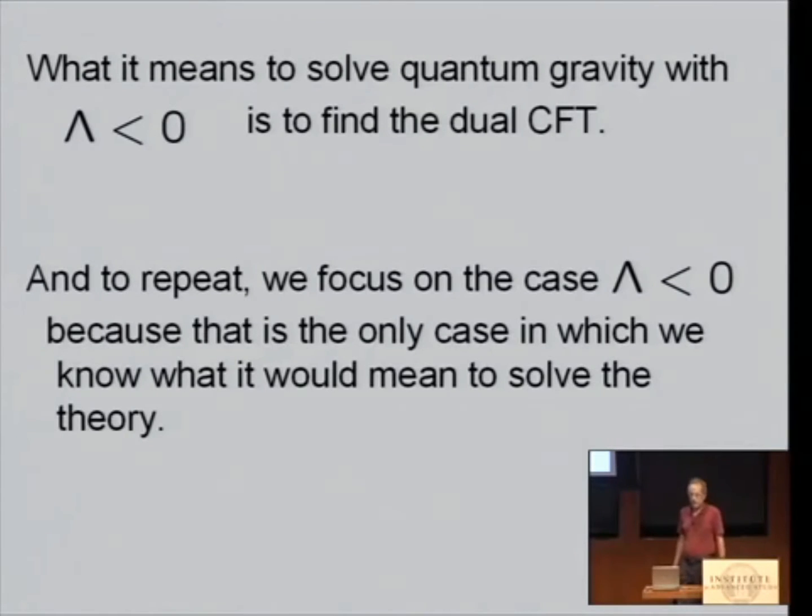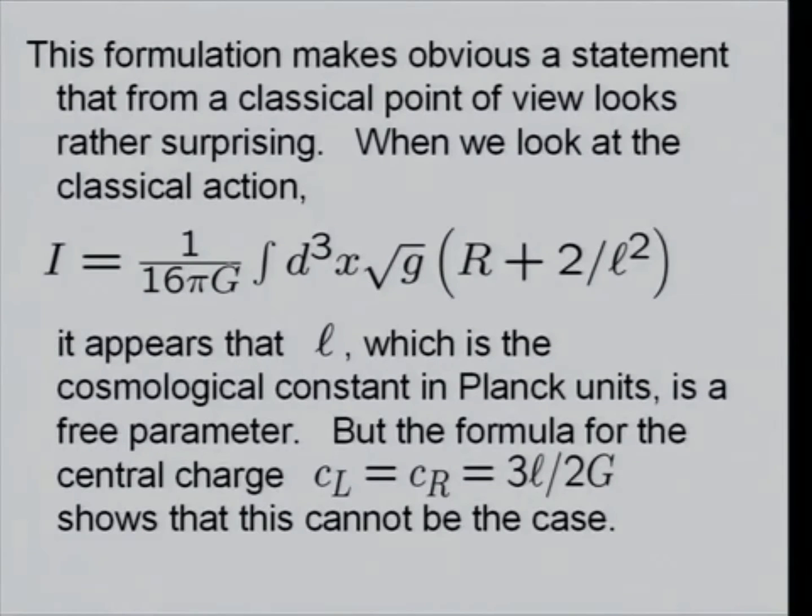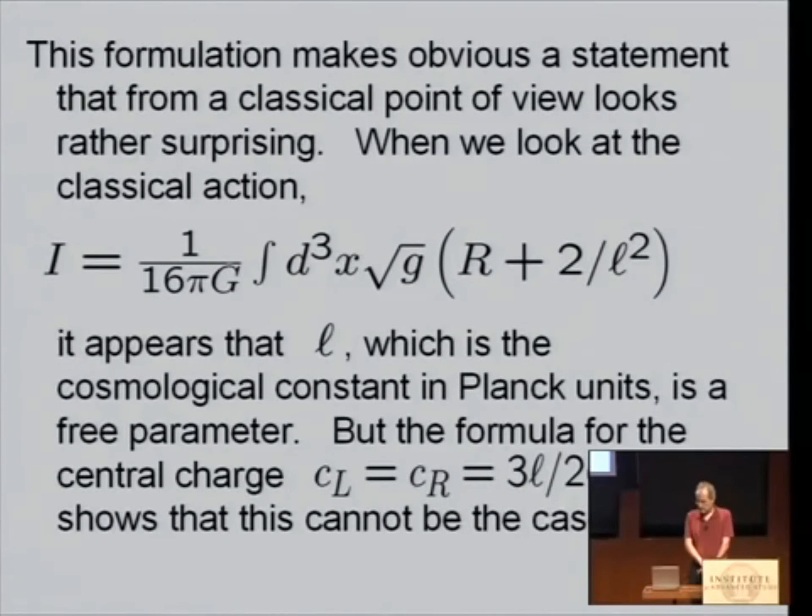So we can simply say what it means to solve the theory for negative lambda. What it means to solve it is to find the dual conformal field theory. Now, this formulation makes obvious a statement that from a classical point of view looks rather surprising. When we look at the classical action, it appears that L, which is the cosmological constant essentially in Planck units, is a free parameter. But the formula for the central charge shows that this must be wrong.